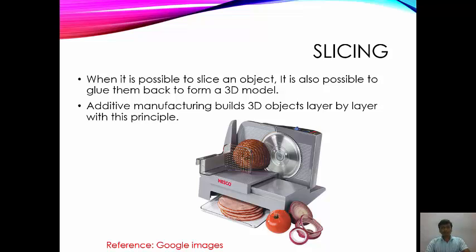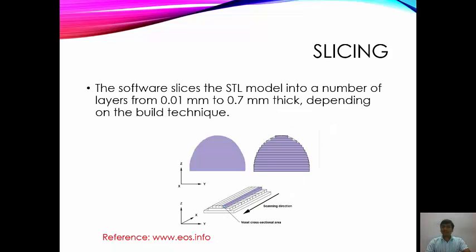Rapid prototyping also follows this principle, where the given CAD model is sliced into layers, with thickness varying from 0.01 mm to 0.7 mm, depending on the process technique we are going to use for manufacturing the object. This thickness may also vary within the object itself, depending on the size and the shape of the object or the cross section of the object.